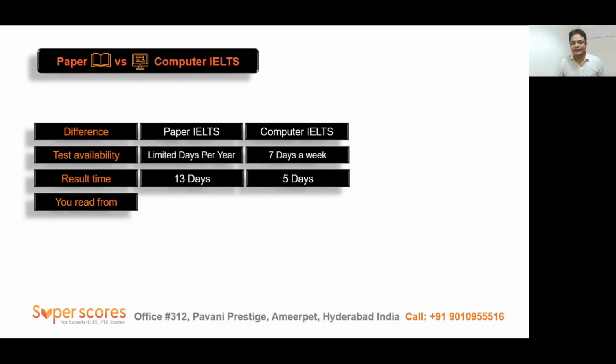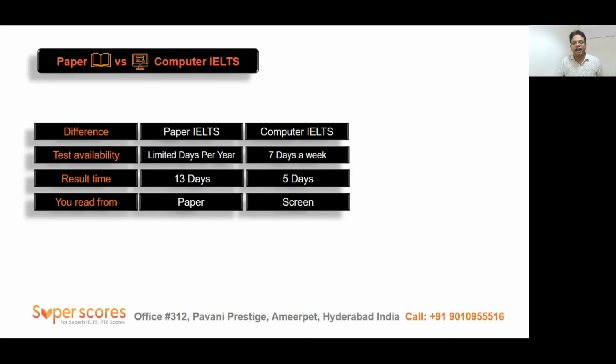And the third one is reading. With the paper-based exam, obviously you will read from the paper. You can flip. It's more comfortable, in my opinion, for the students. Whereas in the computer-based exam, you have to read from the screen. If there is a longer passage in the academic reading exam, you may have to shuttle between web pages, so that can be a little intimidating. That's what I feel. So reading comfort, I think, is more with the paper-based exam, and slightly less with the computer-based exam, because you read from the screen.